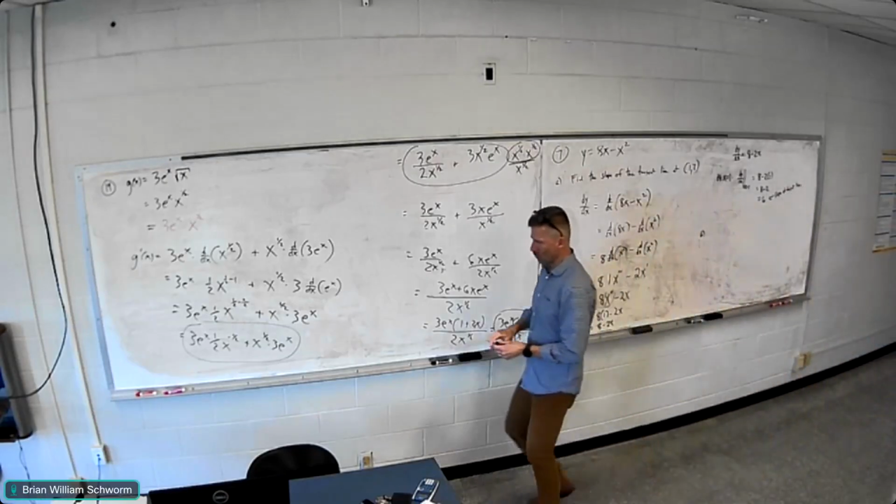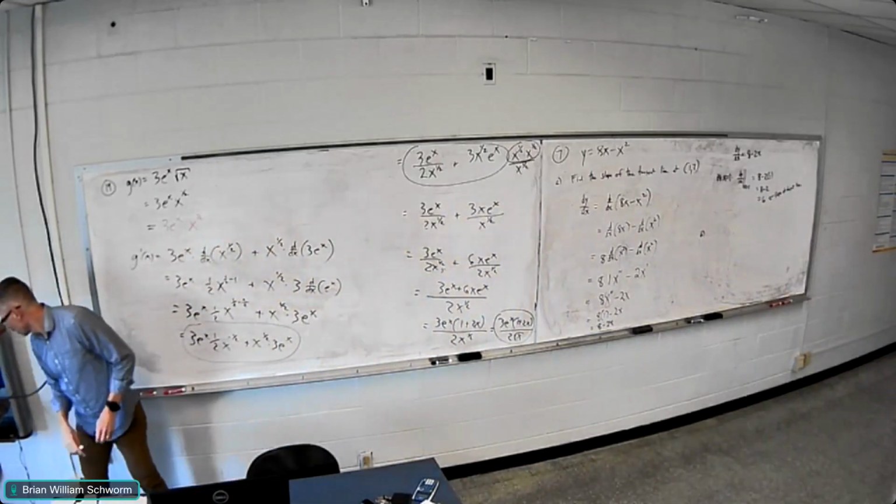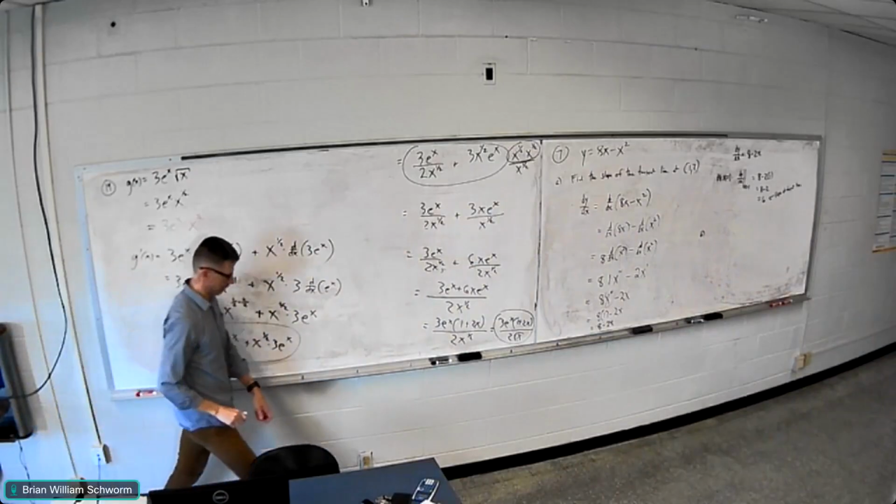Part B, then, what's the equation of the tangent line? Find the equation of the tangent line in part A.